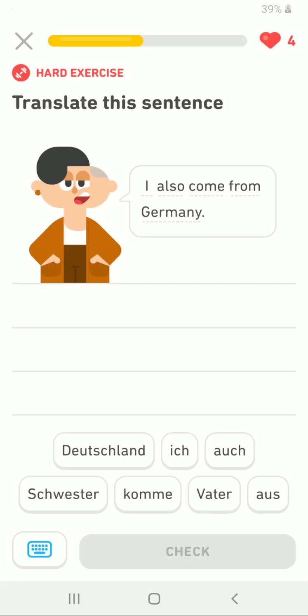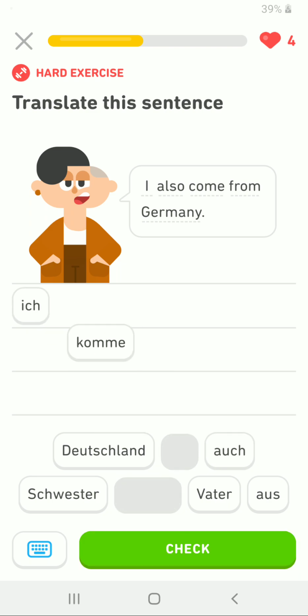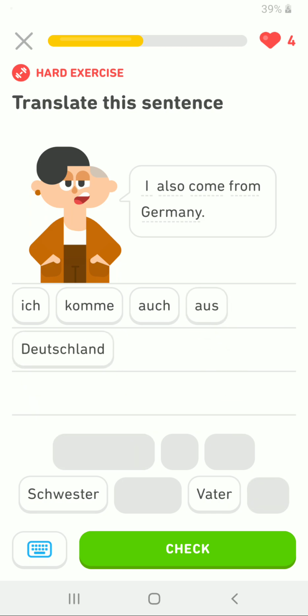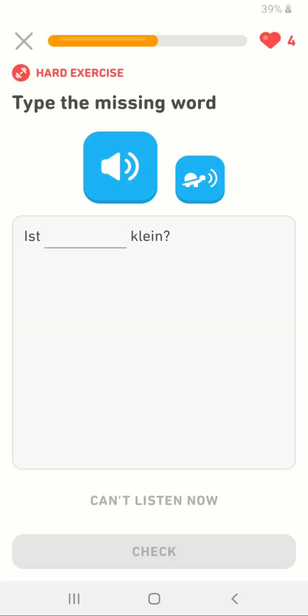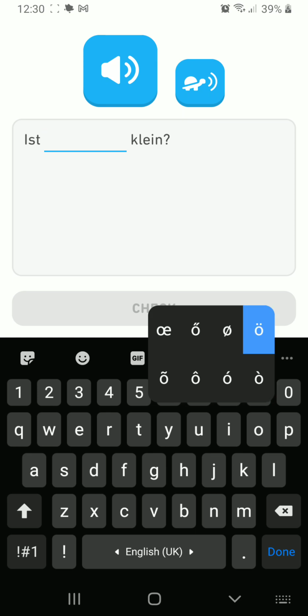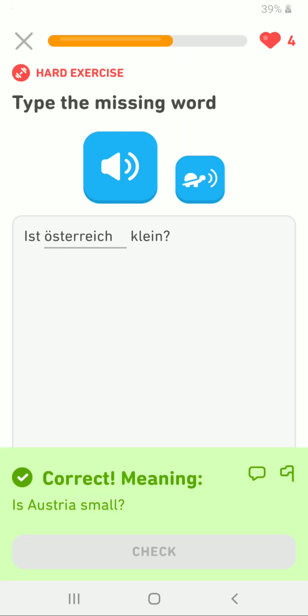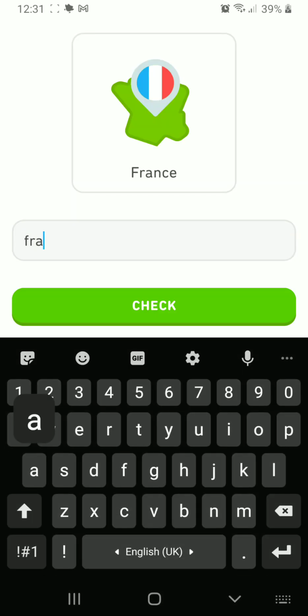And we have, I also come from Germany. Ich auch. Auch. No, ich komme auch aus Deutschland. Deutschland. Ja, ich komme auch. Ist Österreich klein? Ich komme auch aus Deutschland, sorry. And ist. Ist Österreich klein? Österreich. What is Österreich? It's Austria. And now Frankreich.